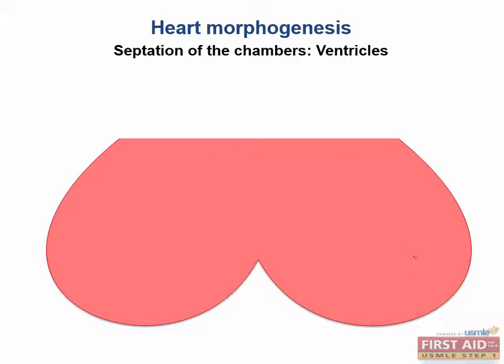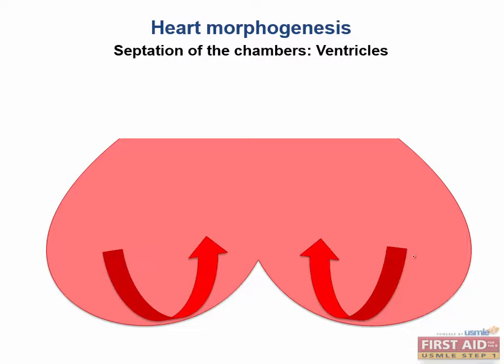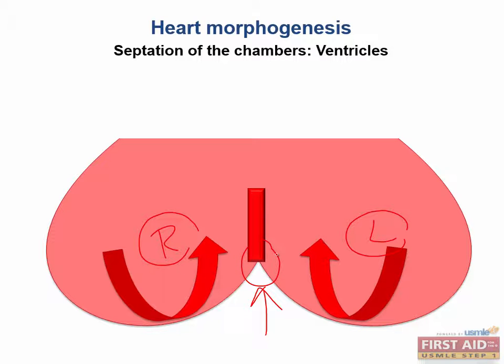Now we move on to septation of the chambers in the ventricles. The two developing ventricles have very strong medial muscular walls. They're going to keep on growing. Eventually, the left and the right will meet in the center. When the medial aspects of the growing muscle meet at midline, the muscle has nowhere to go except up into the chamber. This is how we have made the muscular interventricular septum.